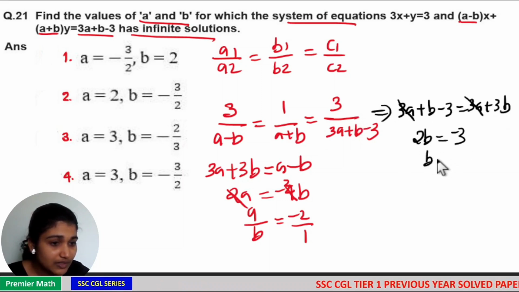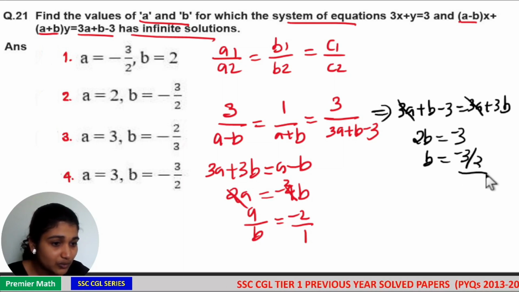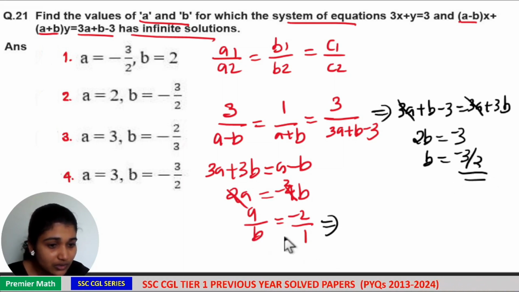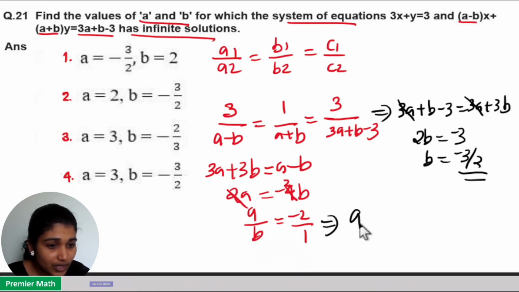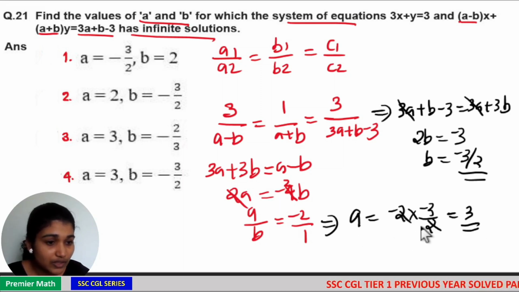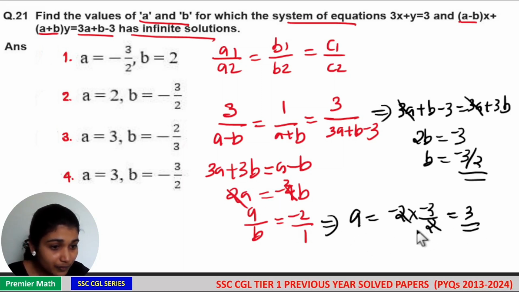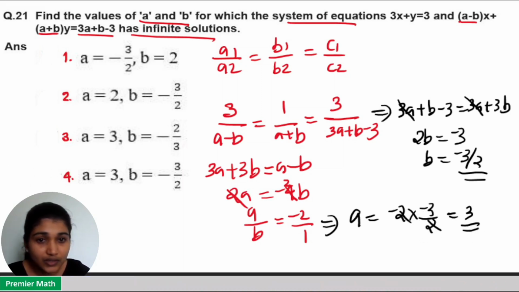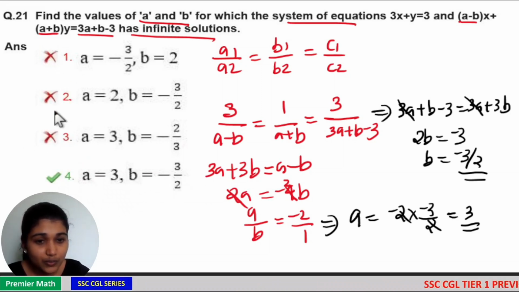2B is equal to minus 3 means B is equal to minus 3 by 2. So substitute the value of B, minus 3 by 2, in this ratio. So A should be minus 2 into minus 3 by 2, which is equal to 3. 2 and 2 cancel, minus 2 and minus 2 cancel. 3 is A. So option 4 is our answer. A is equal to 3, B is equal to minus 3.